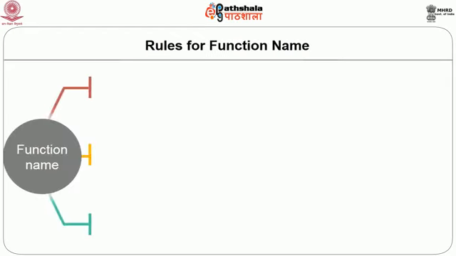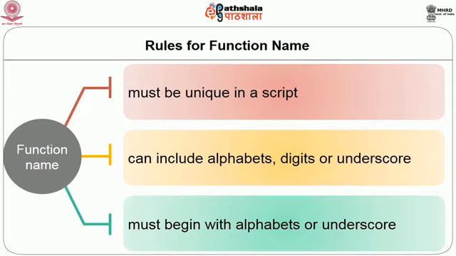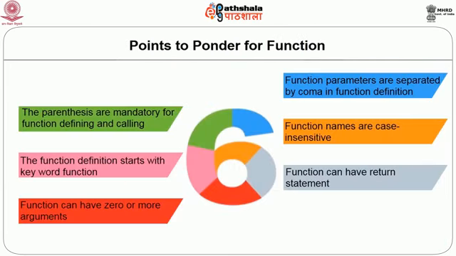The function name rules are very similar to variable name rules because it must be unique within a script. It can include alphabet, digit or underscore, and a function name must begin with an alphabet or underscore. Of course you cannot use a reserved keyword for a function name as well. So these are the simple rules. So the points to ponder for functions: the parentheses are compulsory for function definition and calling, though it takes 0 parameters. The function definition starts with the keyword function. A function can have 0 or more arguments.